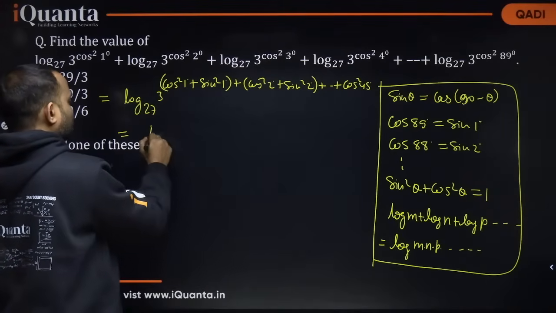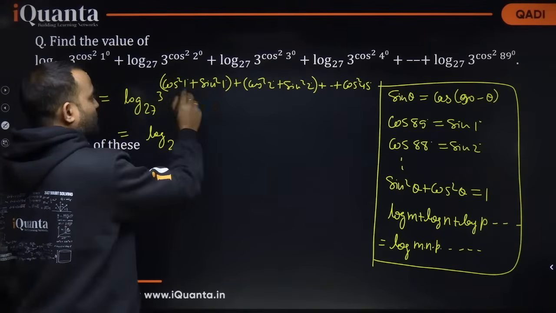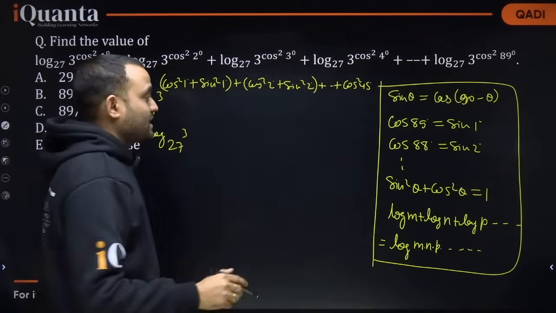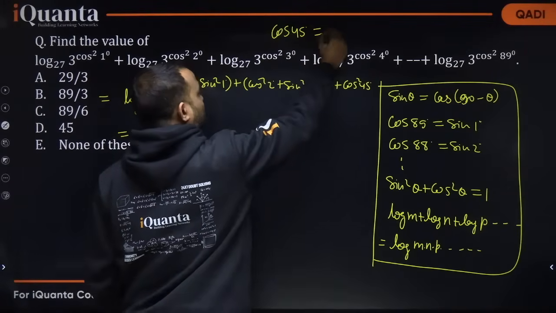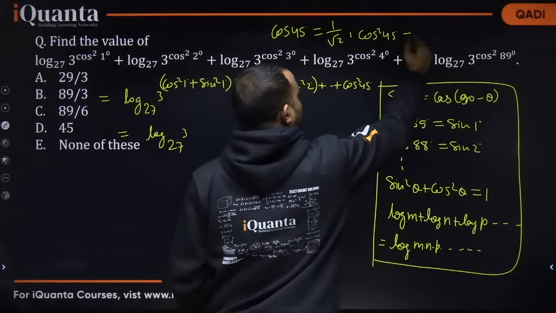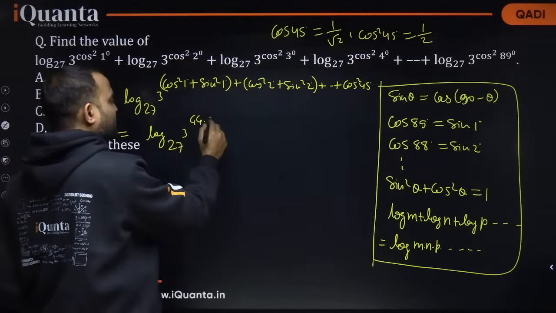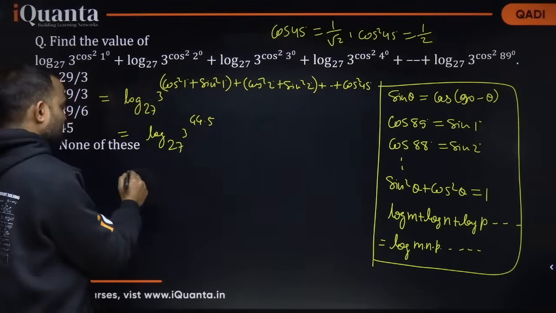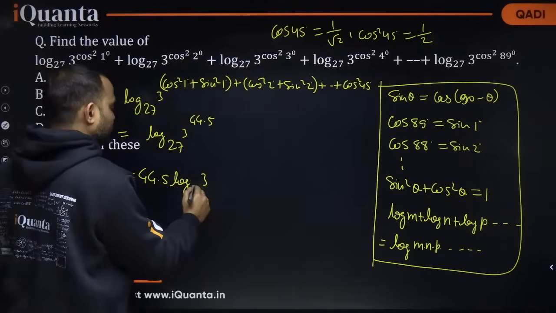So this will become log base 27 of 3 to the power 1, how many times? 44 times, and cos 45 degree is equal to 1 by root 2. So cos square 45 degree is equal to 1 by 2. So this will become 44.5. So now we are getting 44.5 log 3 to the base 27.